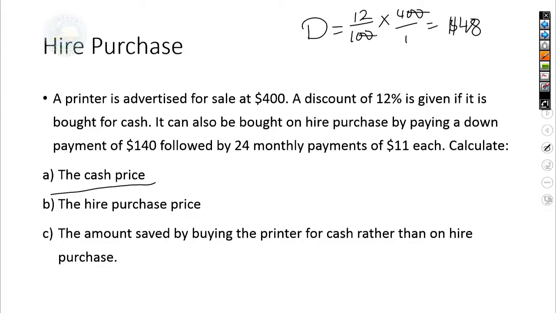Now, how much will the cash price be? It will just be that $400 minus that $48 they take off for us. So that will be $352. That is how much you would have gotten it for if you buy it now.